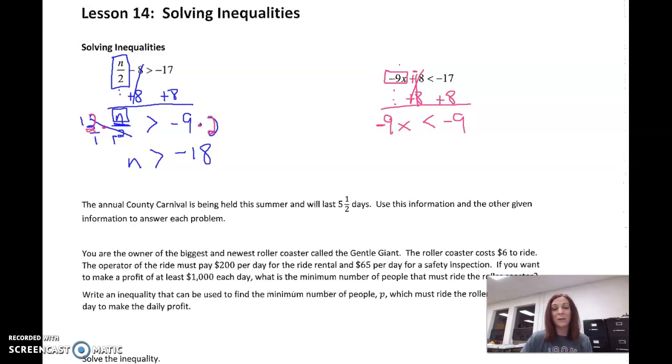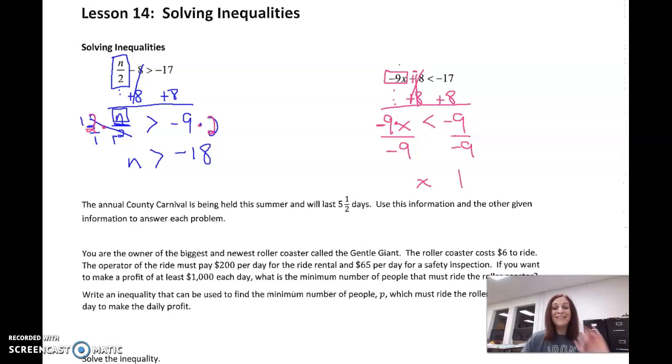Now, this is multiplied by a negative 9, so we do the inverse of the opposite. We undo multiplication with division. Now I need to divide by a negative 9. If I divide by a positive 9, I get negative 9 divided by positive 9, which is a negative 1x. I don't want a negative 1x. Therefore, I need to divide by a negative 9, because a negative 9 divided by a negative 9 is 1x. Whatever I do to one side, I do to the other. Negative 9 divided by negative 9 is a positive 1.